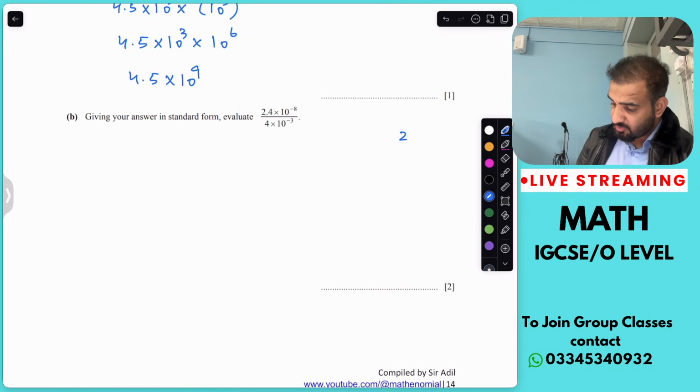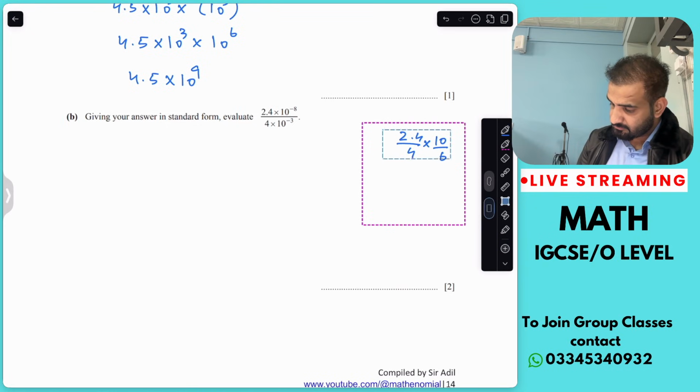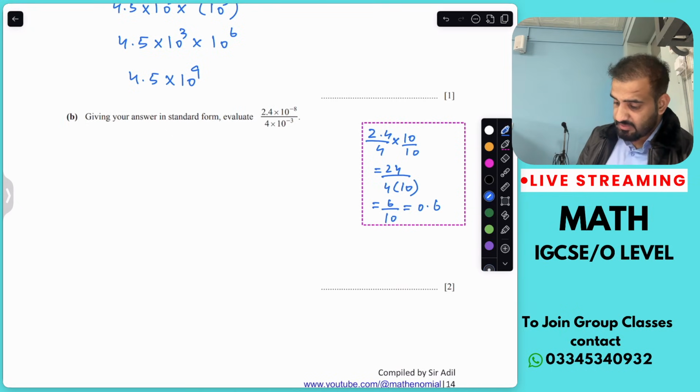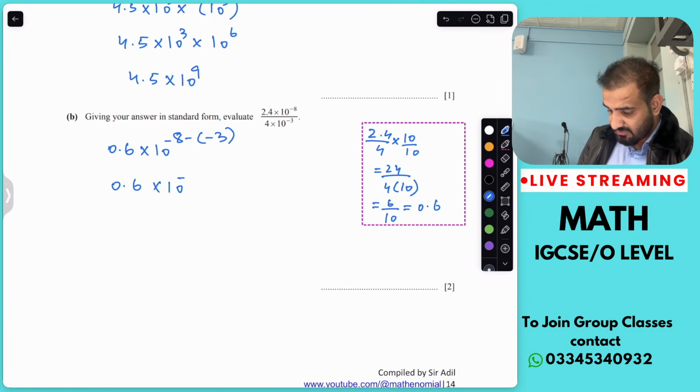2.4 over 4 is 2.4 over 4 can be written as 10 over 10. So it will become 24 over 4 times 10. 4 ones are 4, 6 are, so 6 over 10, which is 0.6. So 2.4 over 4 is 0.6 cross 10 raised to power minus 8 minus minus 3. So 0.8 cross 10 raised to power minus 5. So 0.6 can be written as 6 cross 10 raised to power minus 1 cross 10 raised to power negative 5. Because if you move decimal to the right, you power negative.